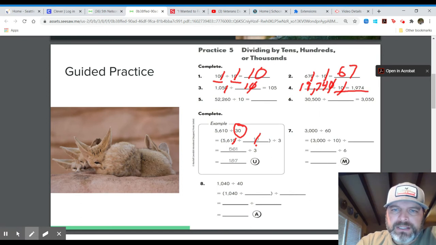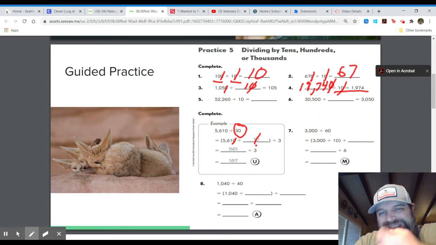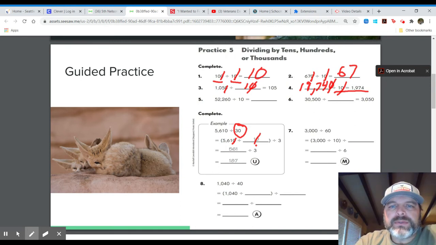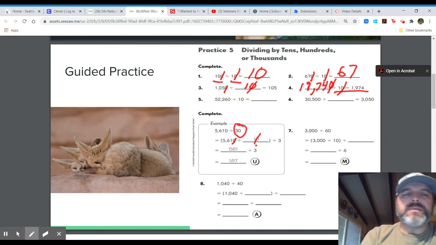Okay. Now, you're like, Mr. Nelson, I can't do 561 divided by 3. Yes. And look at the Fennec Fox. So cute, huh? All right. Moving along. I'm going to write on top of the Fennec Fox. I'm so sorry, Fennec Fox. We're going to write stuff on you.